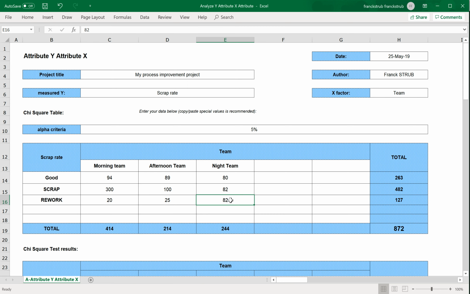What we will do, we will perform in fact a chi-square test with this chi-square table. Based on what? Based on the number of total parts we examine, and based on the overall good parts we have among 872 total parts that we have produced with the 3 teams. You see here that we have the sum of 94 plus 89 plus 80, which is 263 good parts compared to 872, and 482 scraps and 127 rework. I agree these are not very good results, but let's say it's the case.